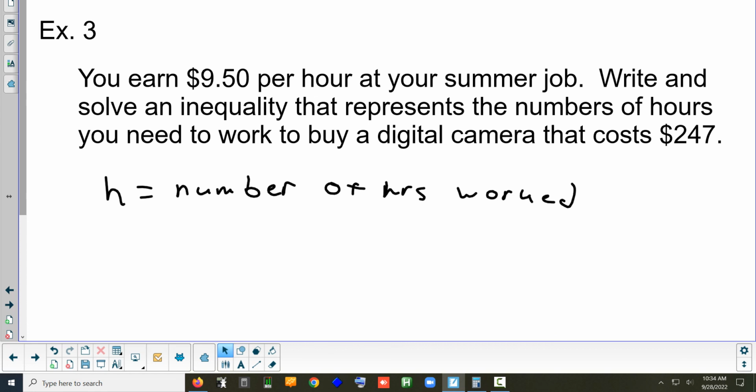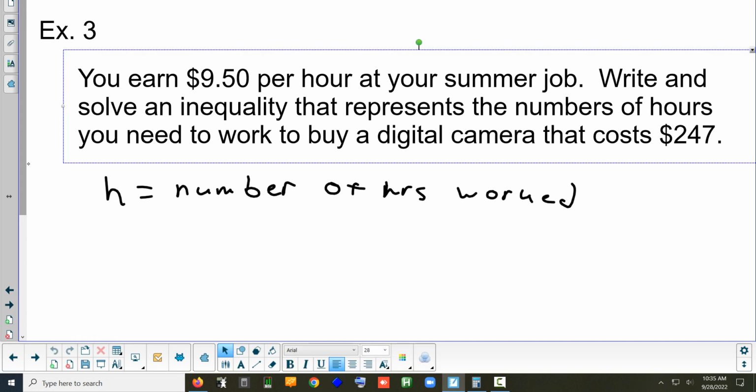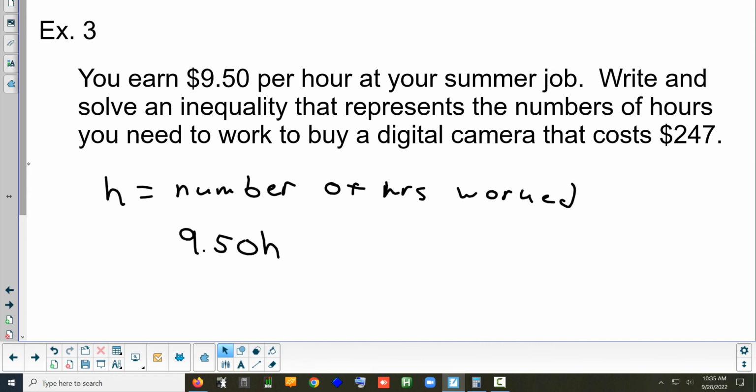Have a guess. Like if you worked at a job and you make $9.50 an hour and you worked for 5 hours, how would you figure out how much money you're going to take home? You multiply, right? You take how much money per hour times how many hours. So how would I write down in this problem if I work H hours and I make $9.50 an hour? $9.50 H. That's the amount of money that we make.